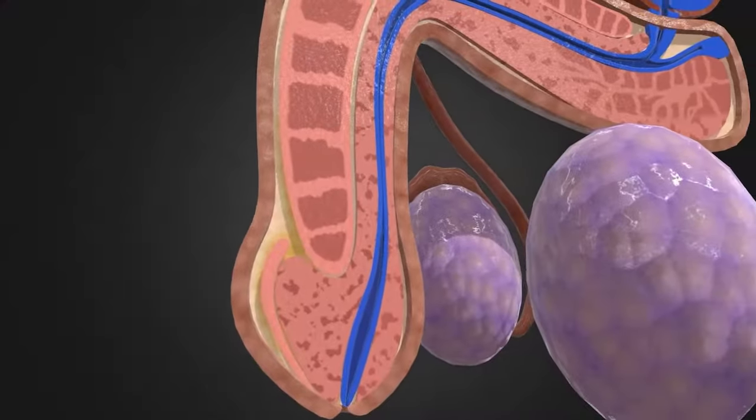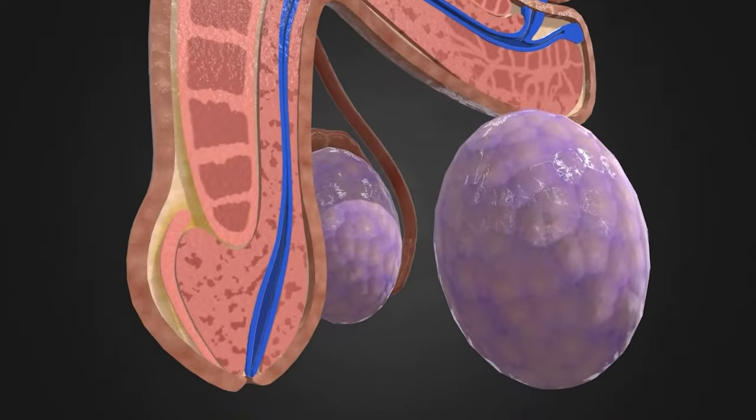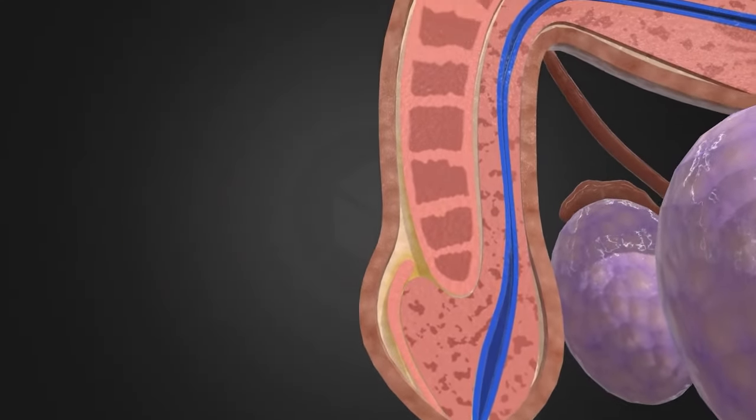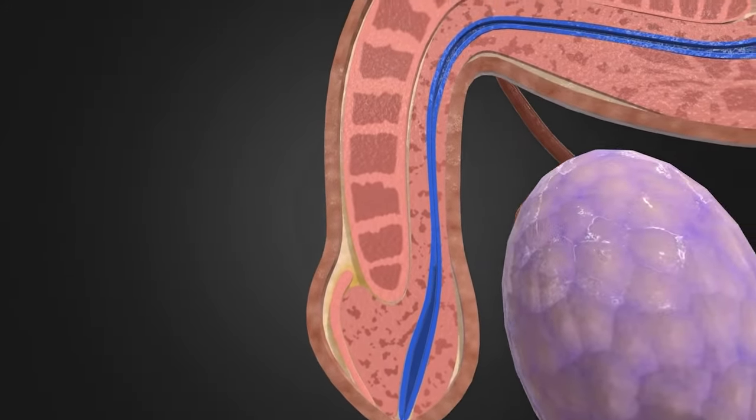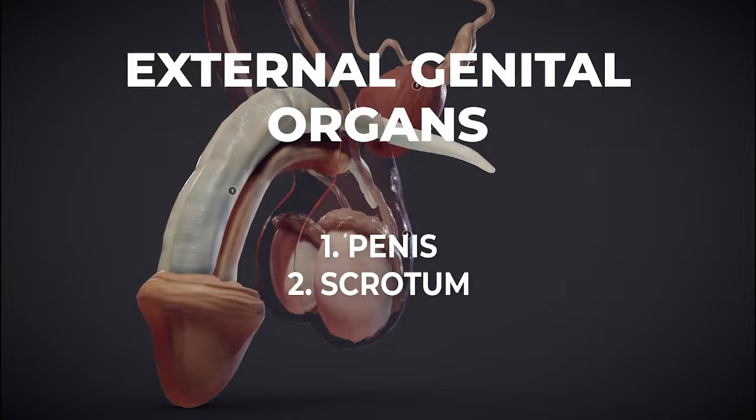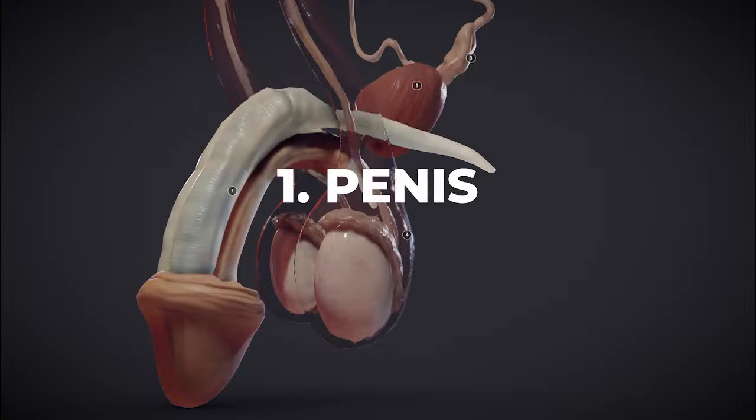The spongious urethra opens at the external urethral orifice, located at the tip of the glans penis, through which urine and semen exit the body. External genital organs. External genital organs consist of penis and scrotum. Penis. Here is the detailed structure of penis.